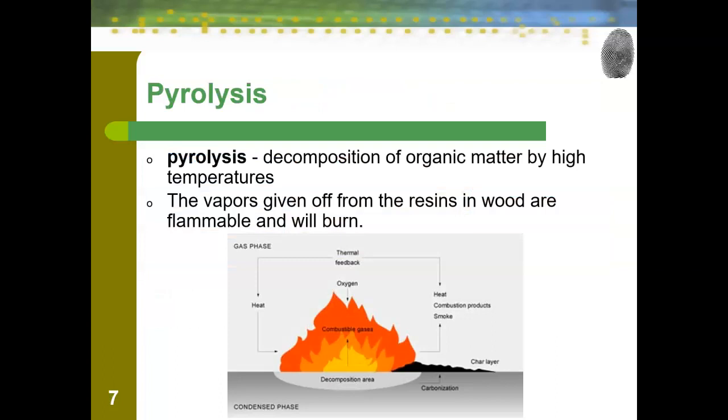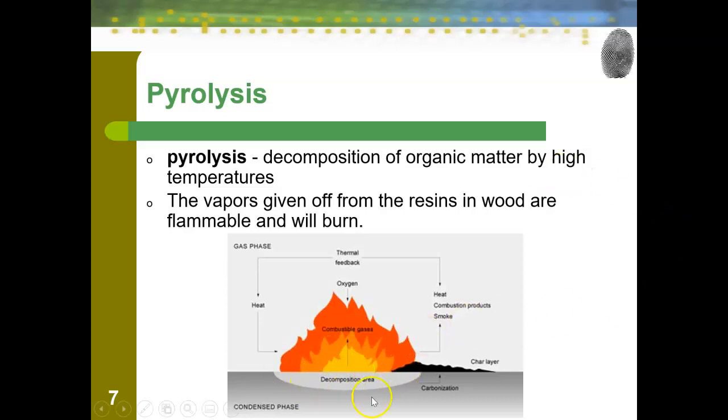Another vocabulary word for you is pyrolysis, and this is the decomposition of organic matter by high temperatures. This makes sense. The prefix pyro means flames and lysis means to break down, so high temperatures breaking something down makes sense. And you can see pyrolysis occurring in this image here.